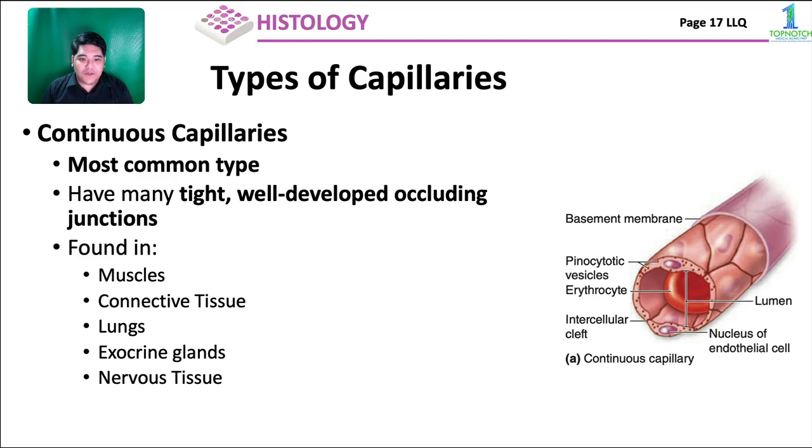Now, there are different types of capillaries. So, the most common type is your continuous type. Meron siyang well-developed occluding junctions. Going back, di ba, ito yung mga adhesion points natin, especially between different epithelial cells. So, ang continuous capillary, saan siya nakikita? Muscles, connective tissue, lungs, exocrine glands, and nervous tissue. So, this is a type of your continuous capillary. Wala siyang fenestration, walang butas. Okay? And then this is your basement membrane.